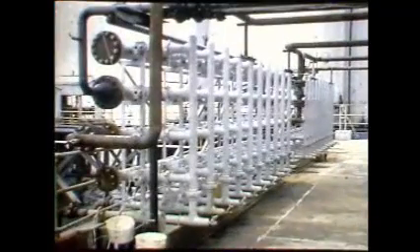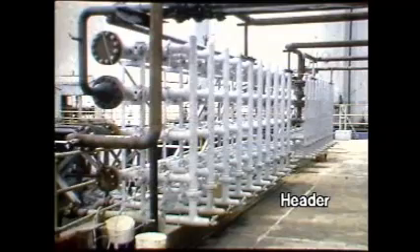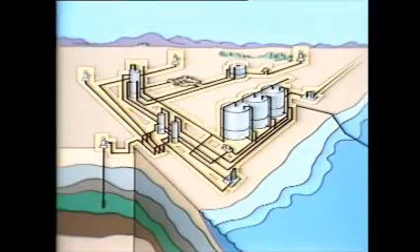The header is an assembly of valves which allows each well to be shut in or to be diverted to a particular portion of the production facilities, say for testing. From the header, the commingled stream of production from several wells moves on through the system.